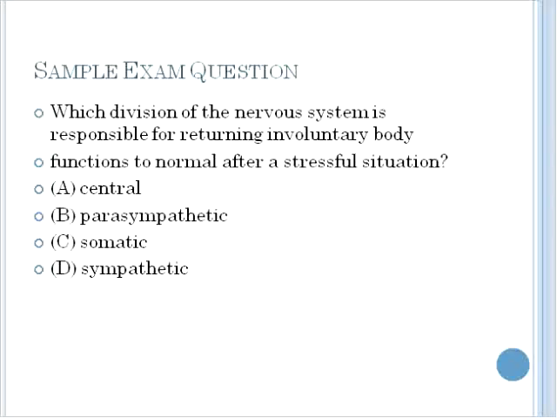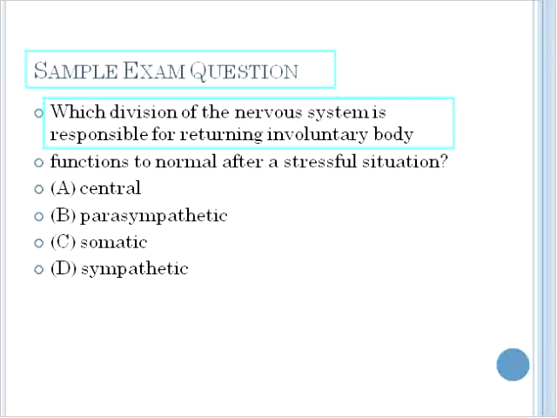So, by way of an example of some question you might see related to this topic, let's take the following constructed or selective response question. And these came from old public exams. Which division of the nervous system is responsible for returning involuntary body functions to normal after a stressful situation? In other words, bring you back down. The answer would be B, parasympathetic.